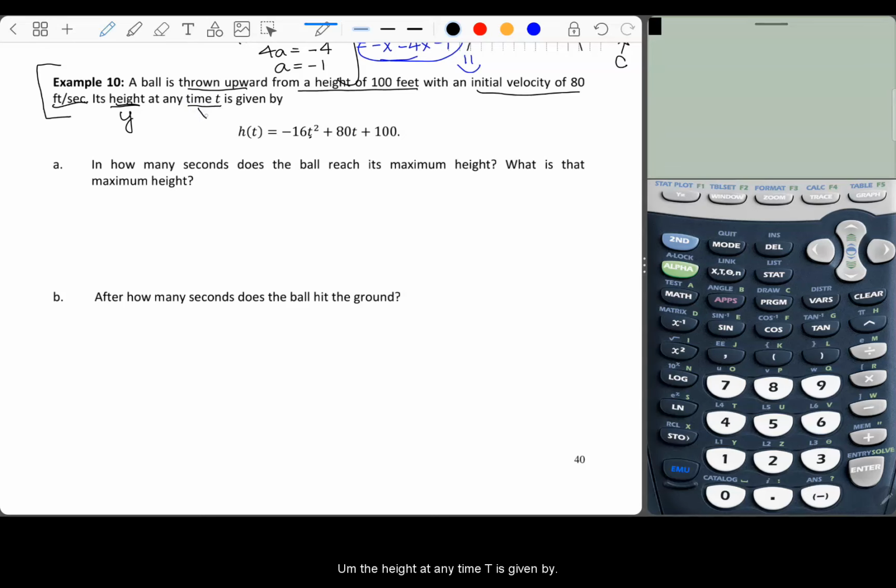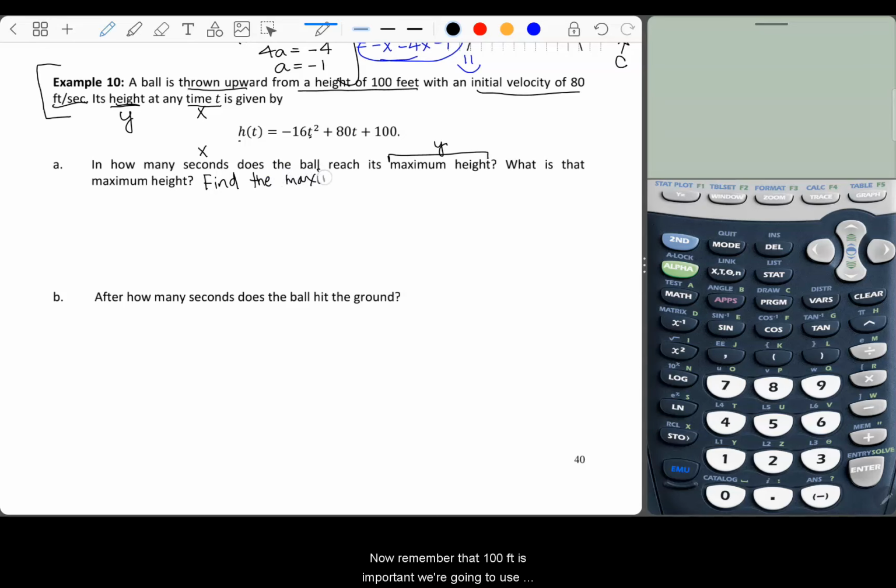The height at any time t is given by t as our independent function. So that's the same thing as x. But it's given by h of t equals negative 16t squared plus 80t plus 100. And how many seconds, that's x, does the ball reach its maximum height, y? And what is the maximum height?